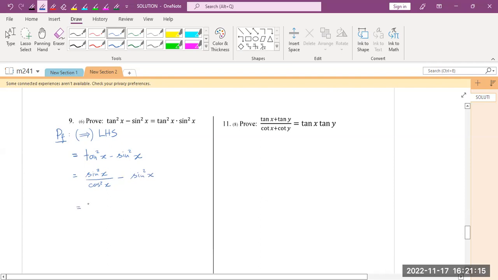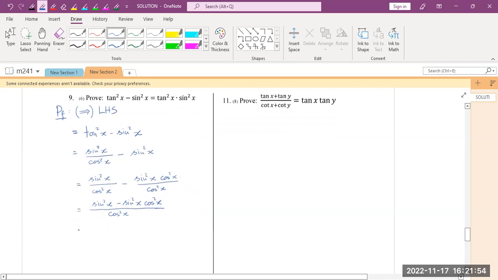let's do LCD. So sine squared x over cosine squared x. I basically keep the first term. The second term, I do LCD cosine squared x. So I multiply the top and the bottom by cosine squared x. That way, we can put things together under the same fraction. Right? For the numerator, we get sine squared x minus sine squared x cosine squared x.